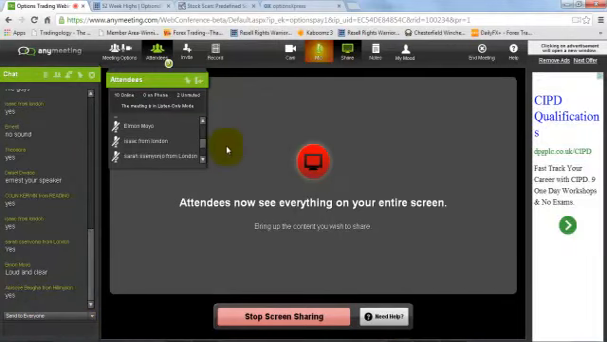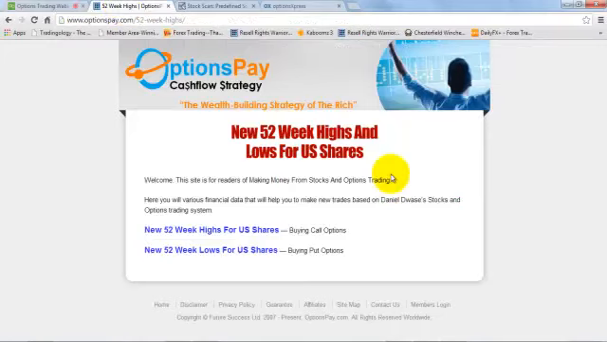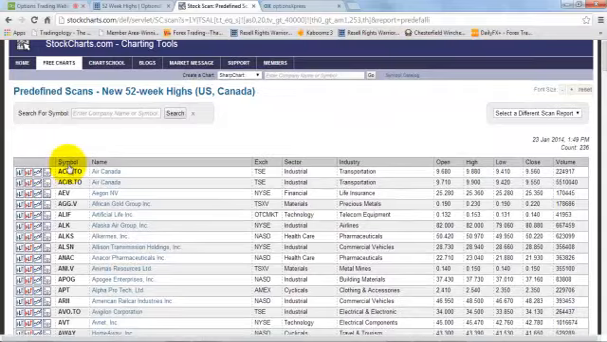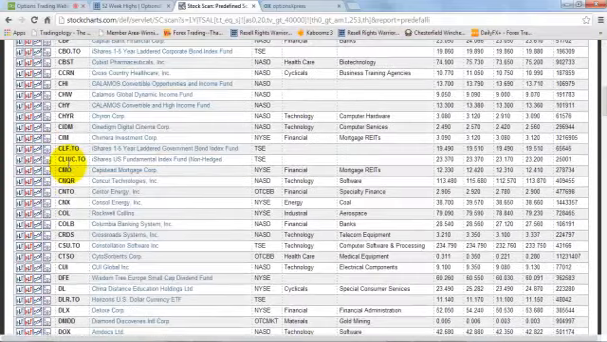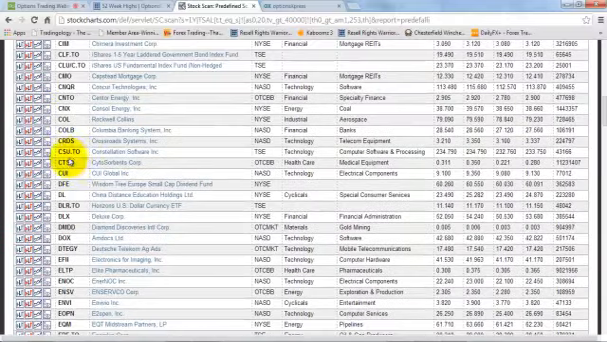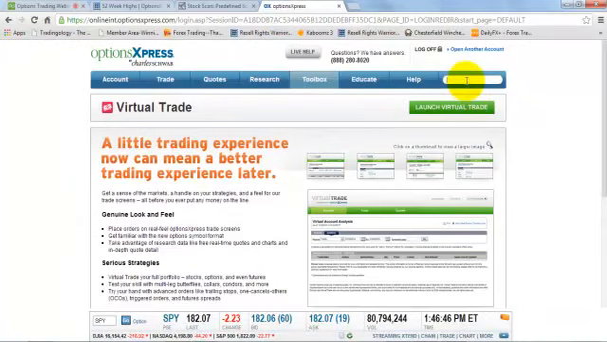Okay, that's perfect. So I go to 52-week highs and lows for US shares, and I'll click on new 52-week highs for US shares, and it will bring me to this page. Just go through the symbols on the left hand side, pick the stocks and have a look at the SMA system. Ignore the stocks with the dots and then the slash. So you pick your stock. In this case, I picked ARRS.